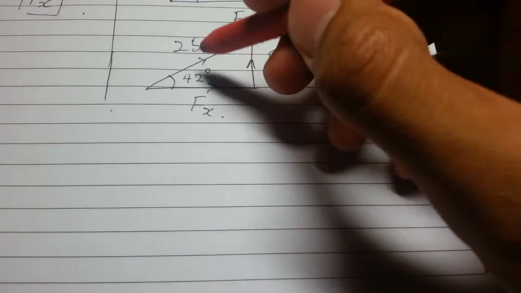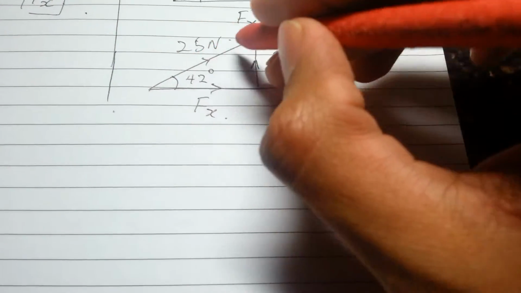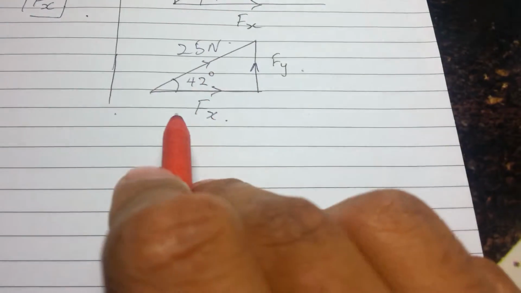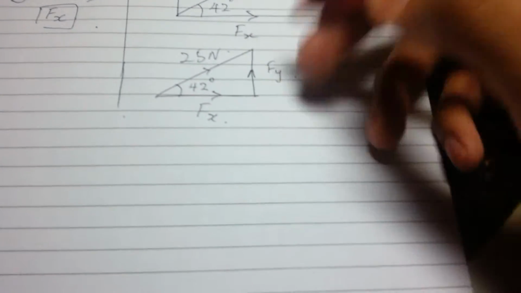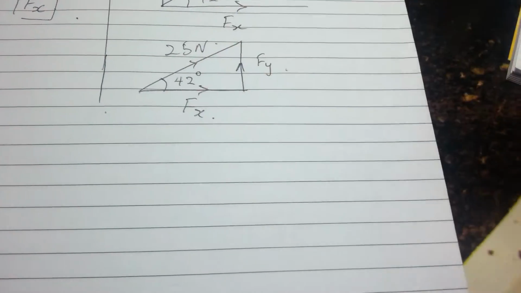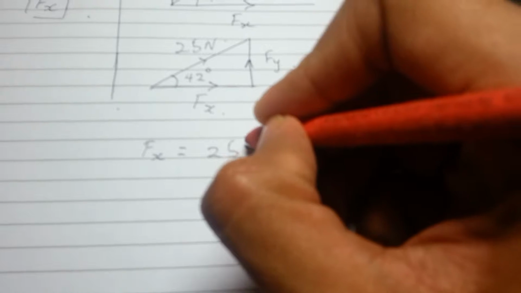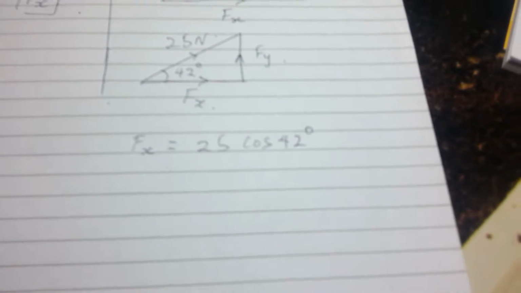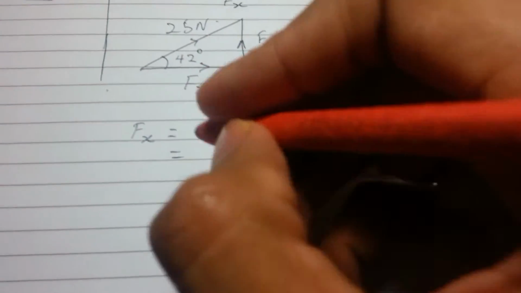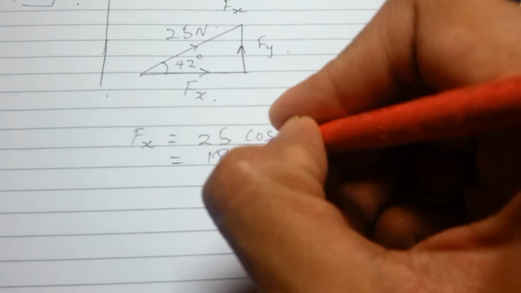So it's always good practice when you have a diagonal force like this to find out what is the X component and what is the Y component. So how are we going to find this out? We are going to use trigonometry. So Fx would be equals to 25 cosine 42 degrees, which is equals to 18.57 Newton.